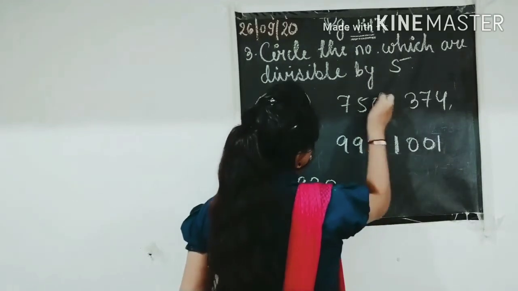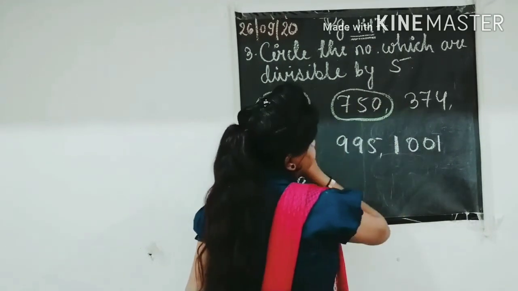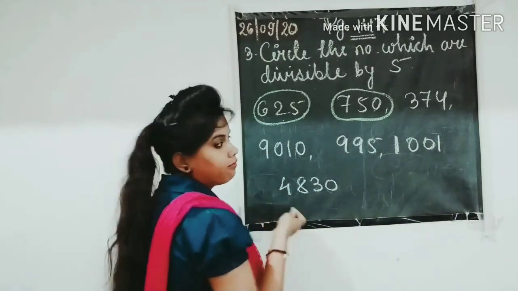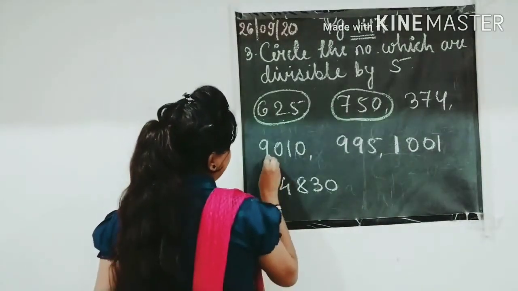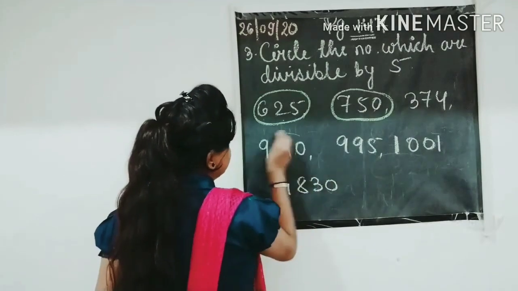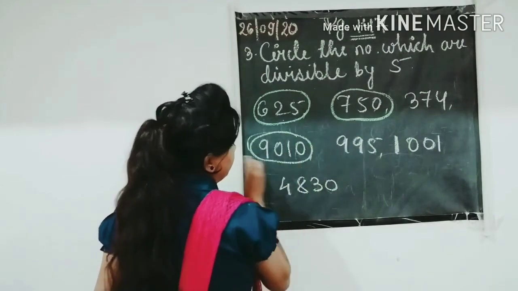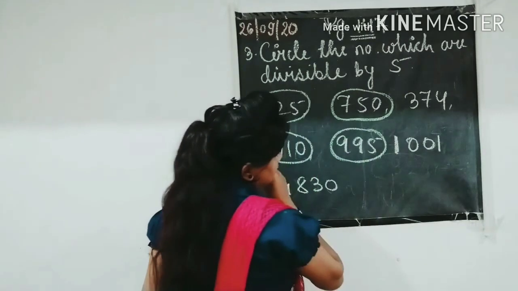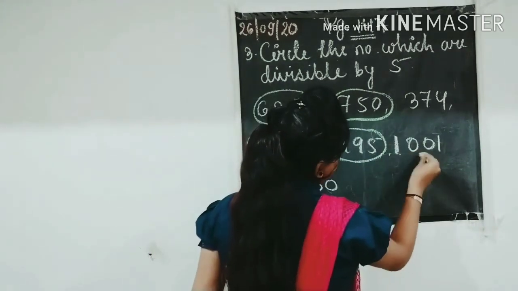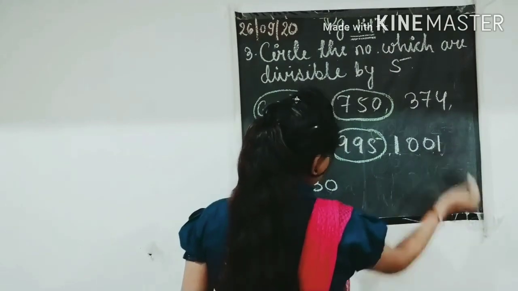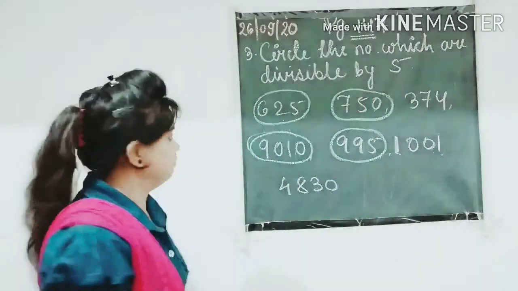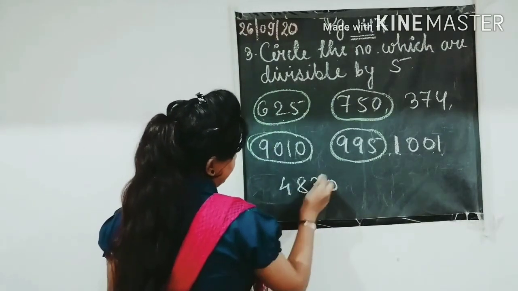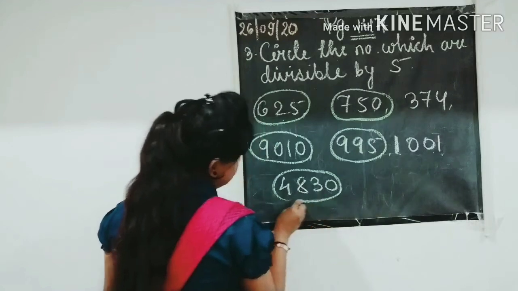750. It ends with 0. So circle the number. 374. It is not ending with 0 or 5. So we will not circle that number. 9010 ends with 0. So circle the number. 995 ends with 5. Circle the number. 1001. In one's place 1 is there. That means it is not divisible by 5. Last number is 4830. In one's place 0 is there.